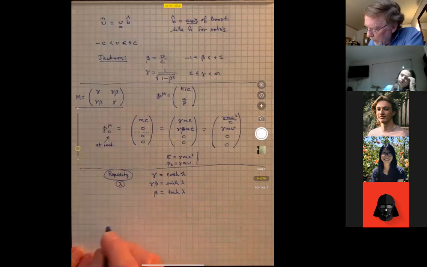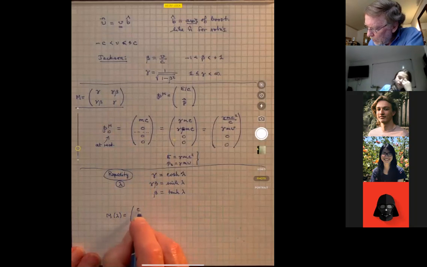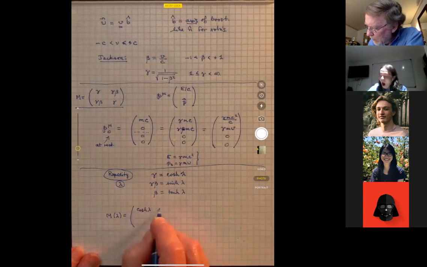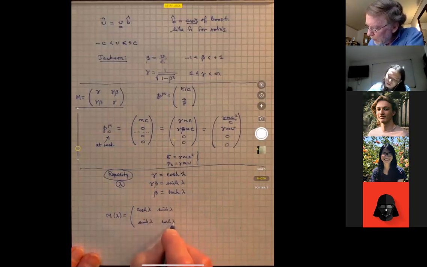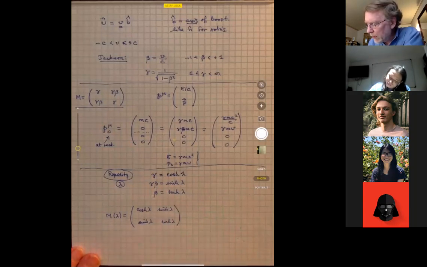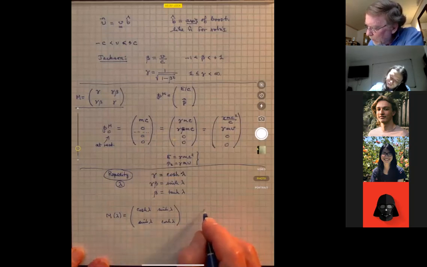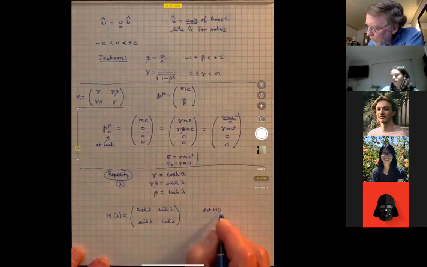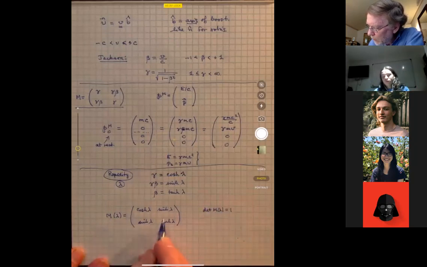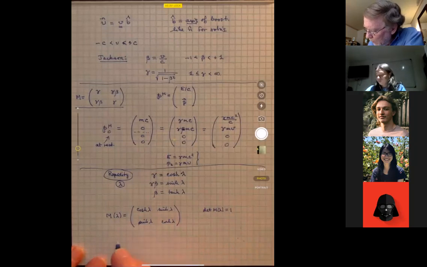And that means that this matrix M, which I'll now call M of lambda because it depends on lambda, can be written this way as cosh lambda, sinh lambda, sinh lambda, cosh lambda. You can see that it's a kind of a hyperbolic version of a rotation matrix, which is indeed exactly what it is. And it has certain properties that I want to point out. One of them is if you take the determinant of M of lambda, you get 1, because it's cosh squared minus sinh squared.